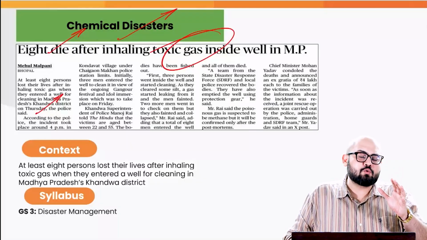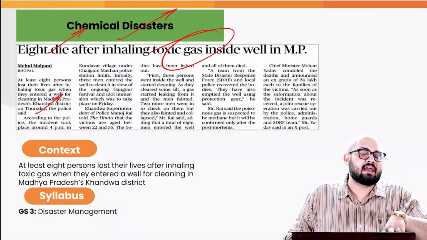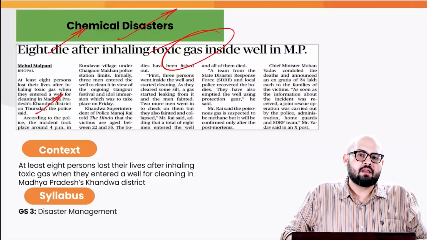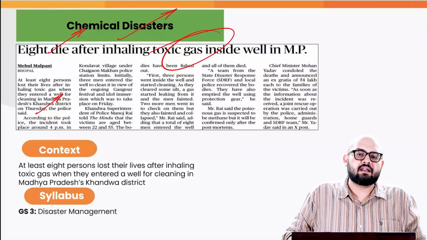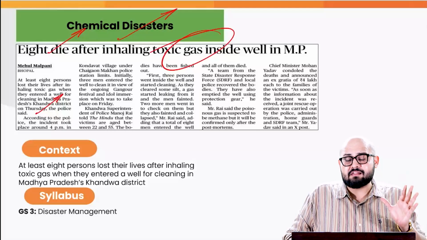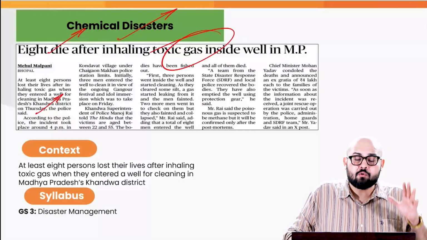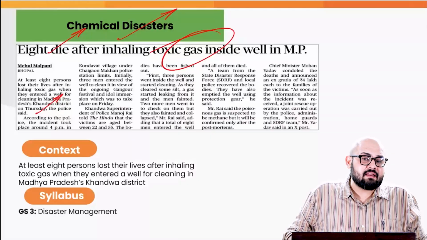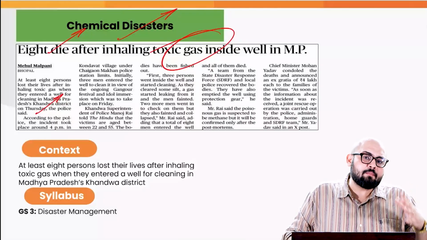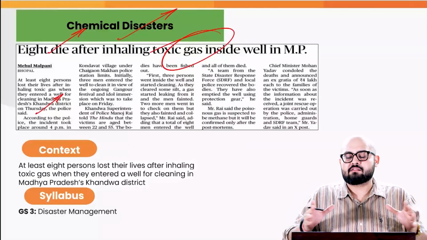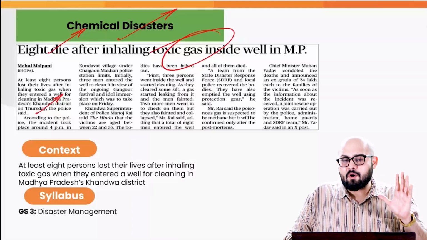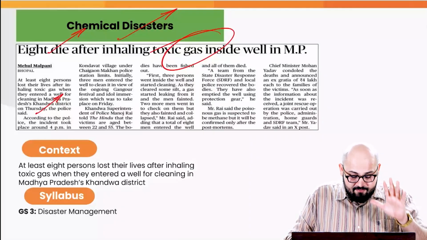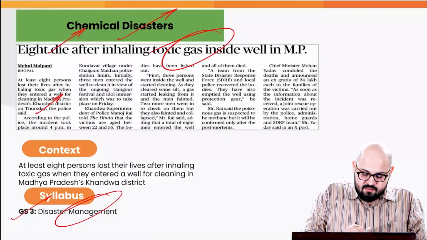Now, this points towards the loopholes or the issues we have with respect to the management of chemical disasters in the country. Just a few months before, we also had a particular incident in the SEZ of Andhra Pradesh, where almost 17 people died. Also, almost a year ago, we had an incident in Dombivli where, because of a boiler blast, many people lost their life. So this points towards the very important issue of the management of chemical disasters in the country, and this forms a part of GS3 disaster management.